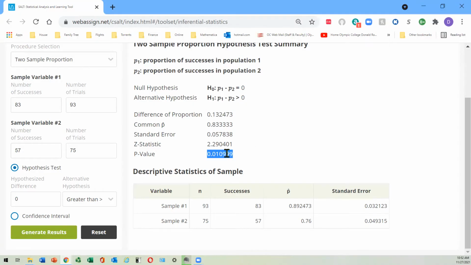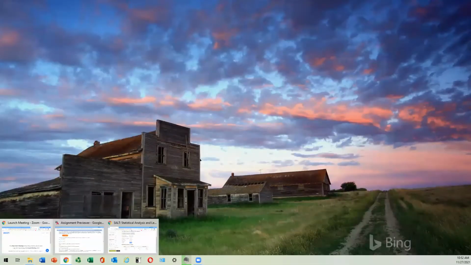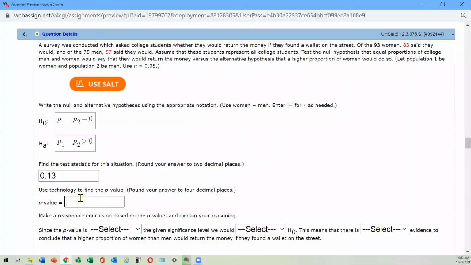Nice and small. There's our p-value, to 4 decimal places. Well, that 9 becomes a 10, essentially.